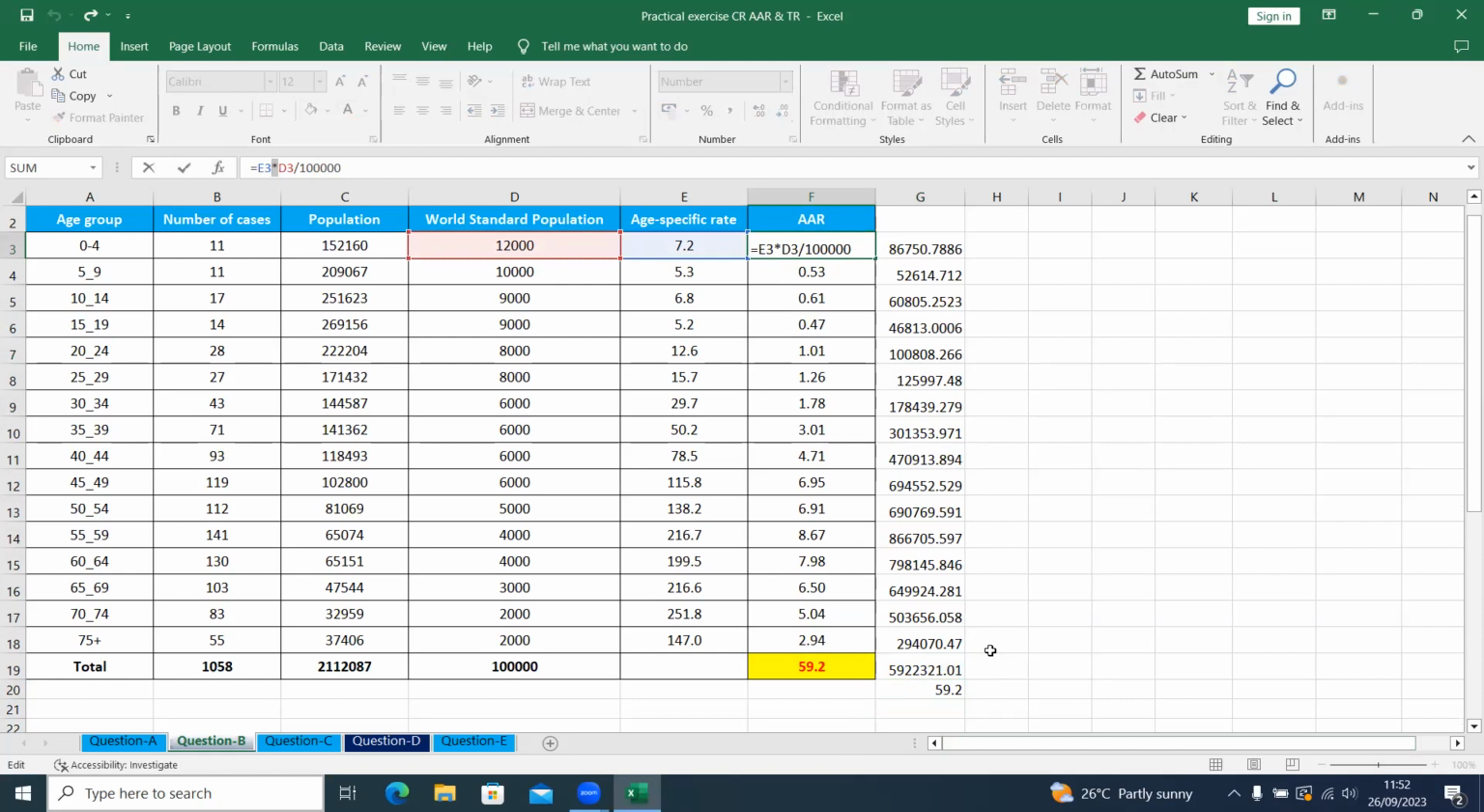Sir, then the world standard population summation will always be 100,000, right? Yes, it is the same for male and female. Okay, sir. Got it, sir.